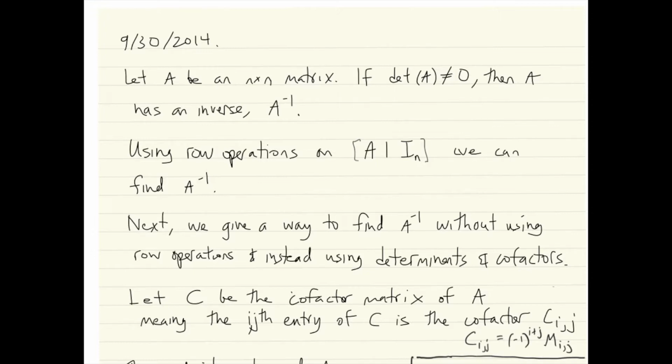Next, in this section, we give a way to find A inverse without using row operations, and instead using determinants and the cofactor matrix. So recall, let C be the cofactor matrix of our square matrix A. And what does that mean? Well, that means that the ij entry of C is this cofactor, Cij, given by -1 raised to the i plus j power times the determinant of the matrix you have by removing row i and column j.